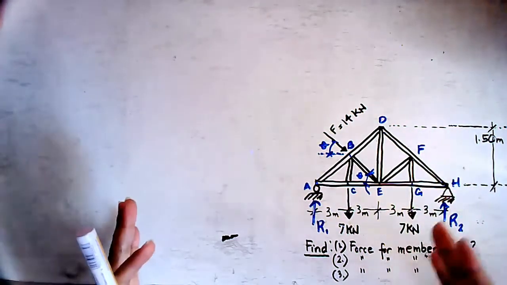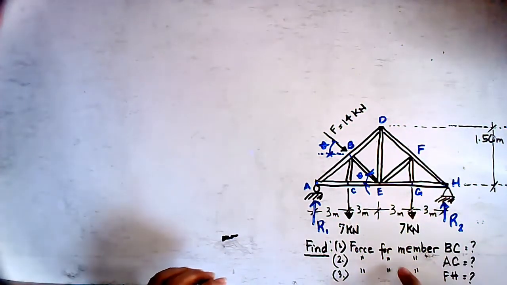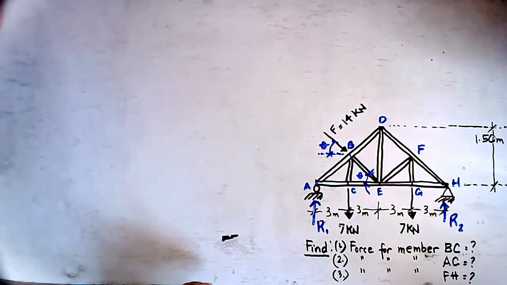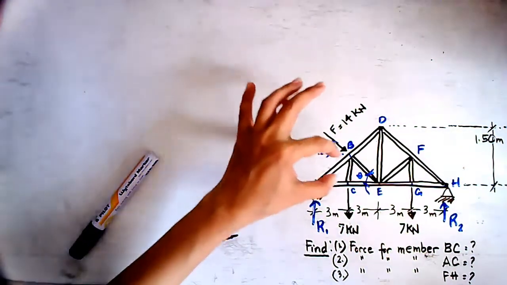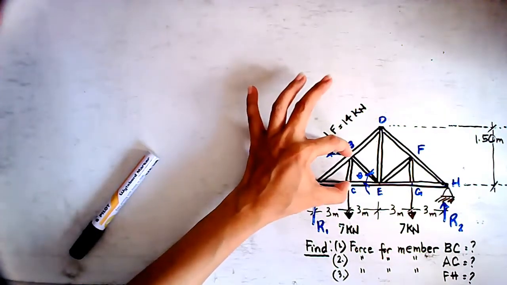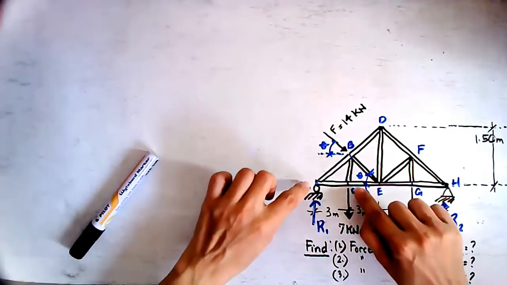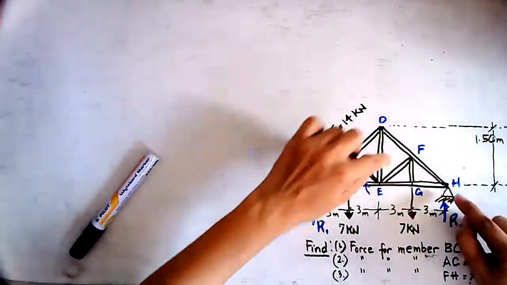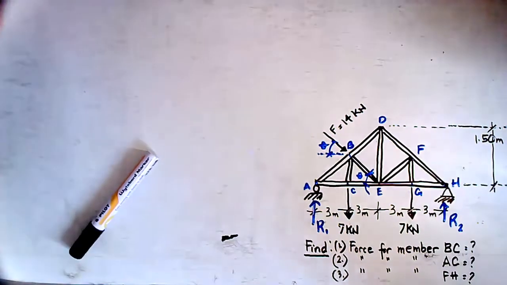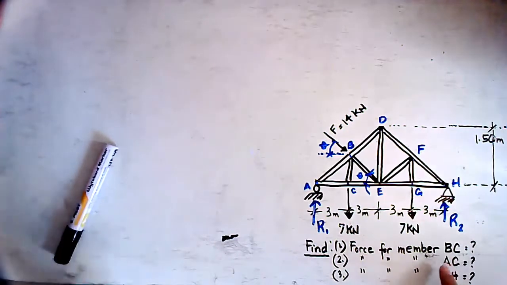So we are going to analyze this given truss, and we have to find the force for member BC, member AC, and member FH. So we need to determine this member BC's force, also for member AC, and also for member FH. But let me begin with the force for member BC.